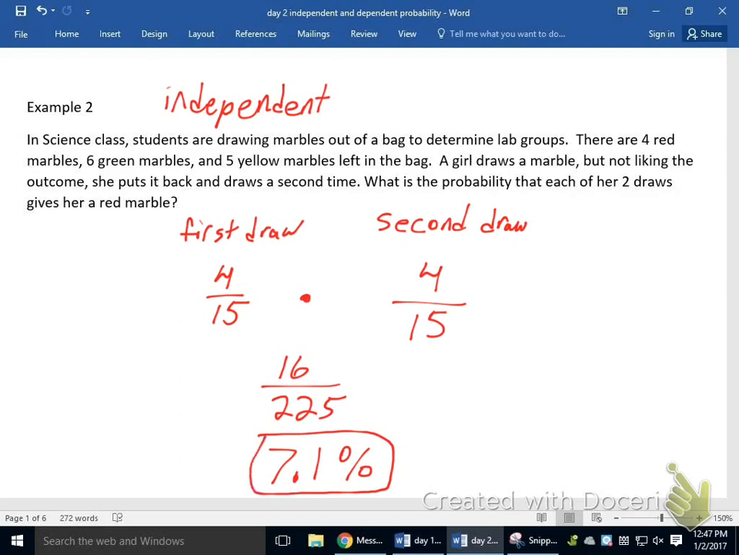So she didn't like it, but then she got it again. All right, so that's how it works whenever it's independent with replacement.